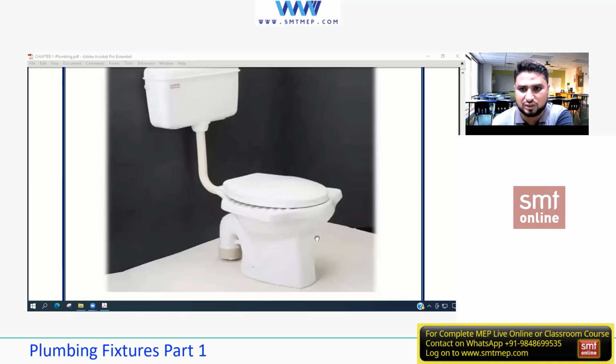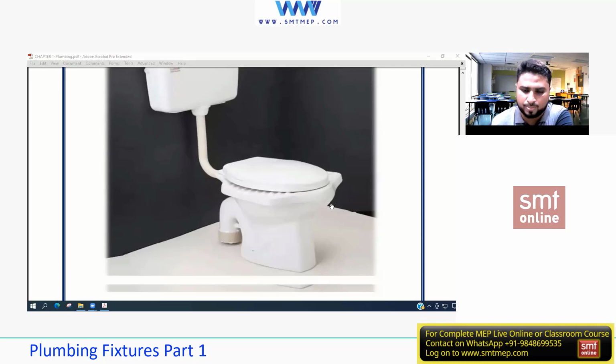Third is universal. This is not common. You can see this in public places, especially in some 5-star or 7-star hotels and restaurants, and in airports also. Why? Because this is a combination of both. It looks like European or Western, but it can be used as Indian or Arabic too. Can you see these pedestals over here? So it is as per the need. For example, someone comes to stay in a 5-star or 7-star hotel.